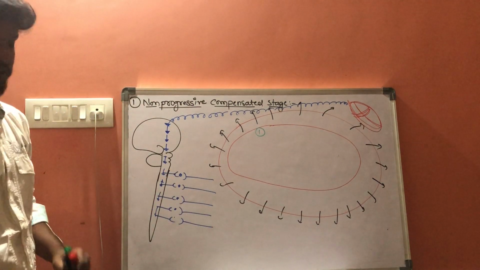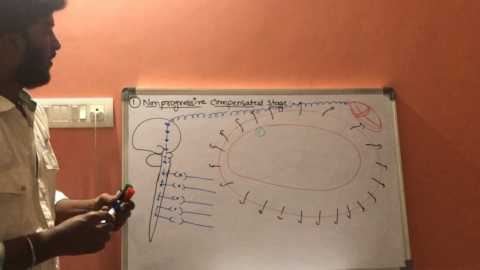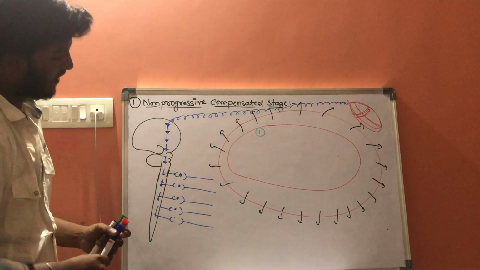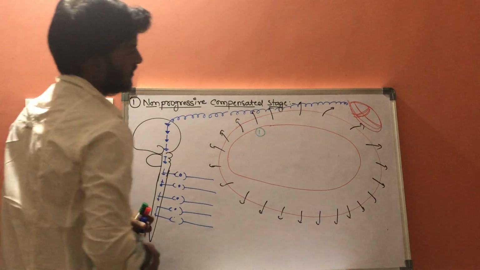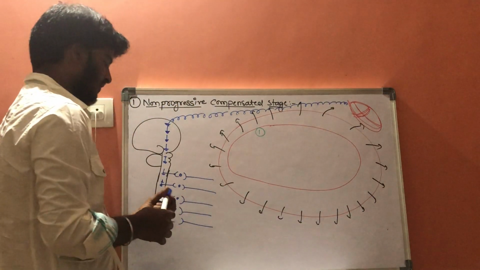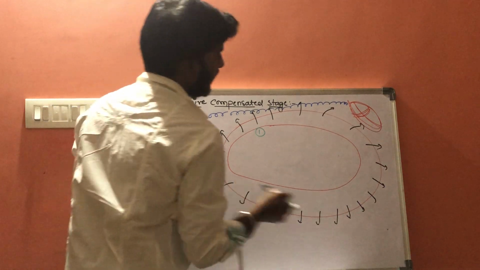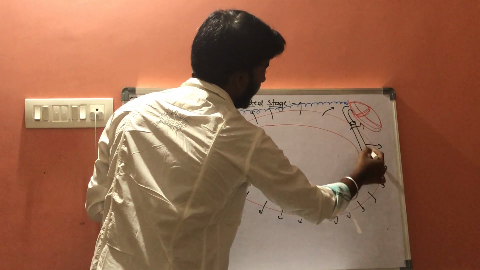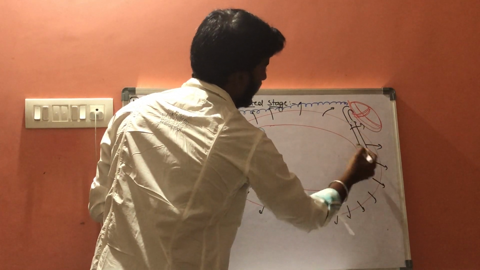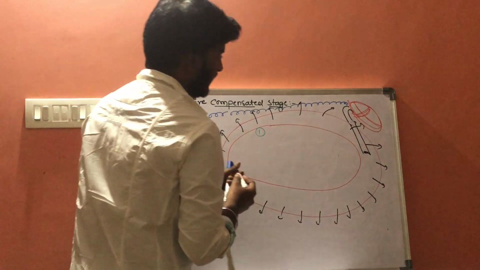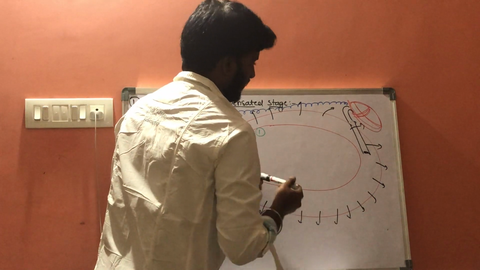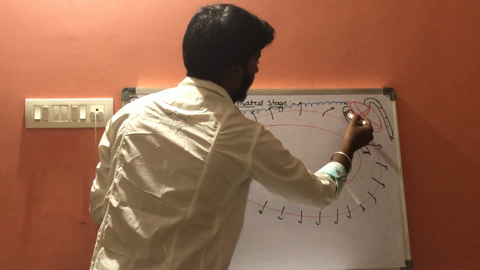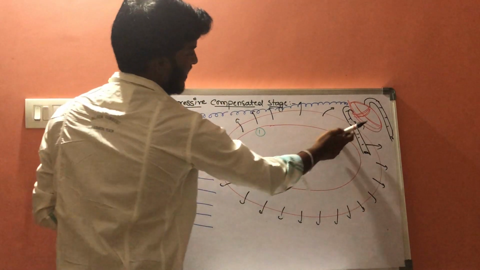These are the preganglionic neurons and these are the postganglionic neurons. Now, this is the cardiovascular system. This is the heart, and here these are the veins and these are the arteries.